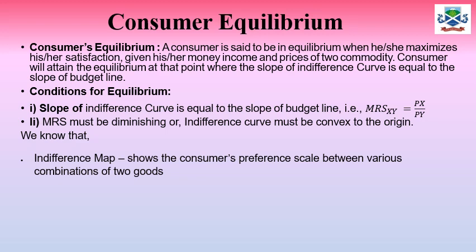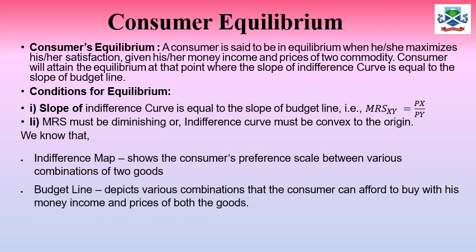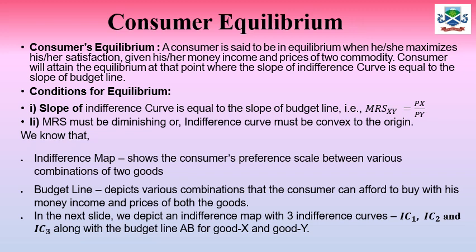So we require the indifference map and the budget line. As we discussed, the budget line is the combination of two goods that the consumer can afford to buy from the given money. Now in the next slide we'll depict the indifference map with three indifference curves, IC1, IC2 and IC3, along with the budget line AB for good X and good Y.